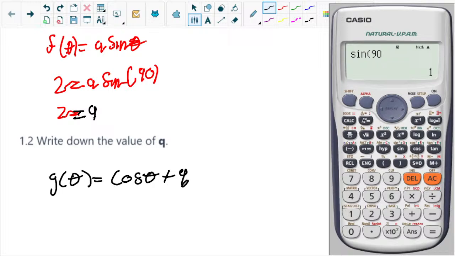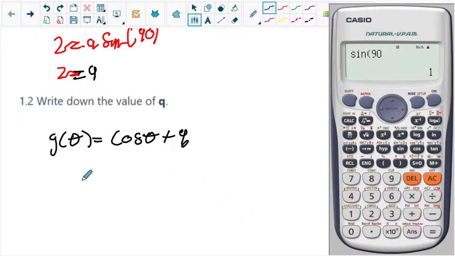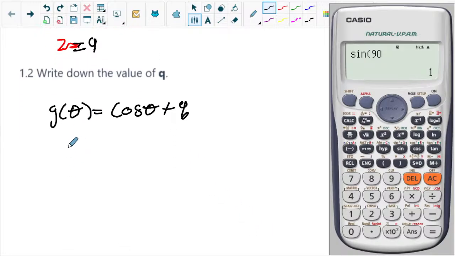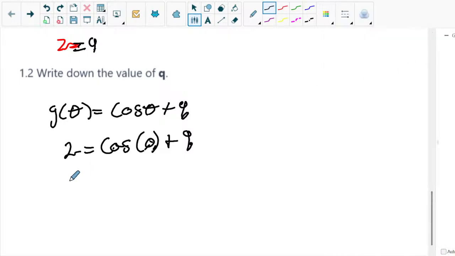So g of theta, it's 2 or 0? Which one is it? G of theta is 2. Okay, we put 2 equals 2 equals cos of 0. Cos of 0 is 1, yes. So we're going to take the 1. There's a plus here. What is our q then? Therefore, q is equal to 1.